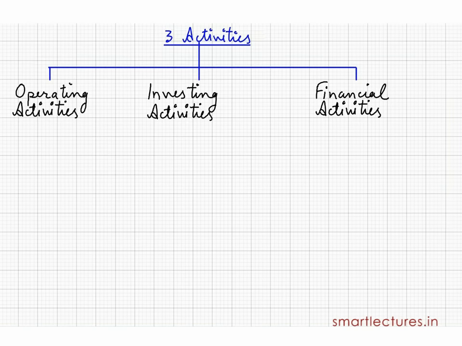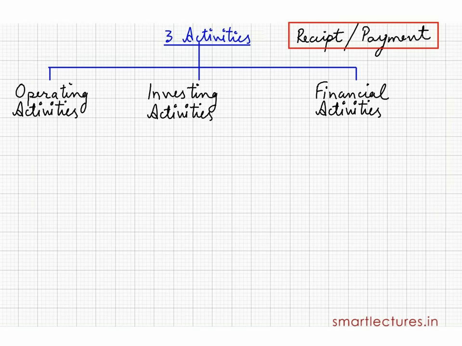Means whether it's receipt or payment, all these receipts and payments of the business fall in one of them. It will be operating activity or investing activity or financial activity.